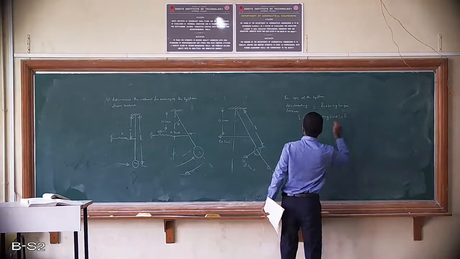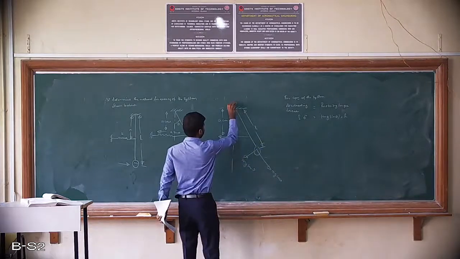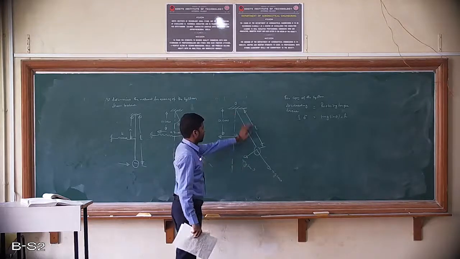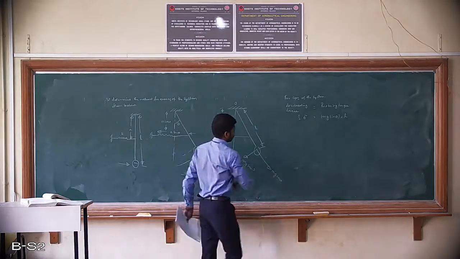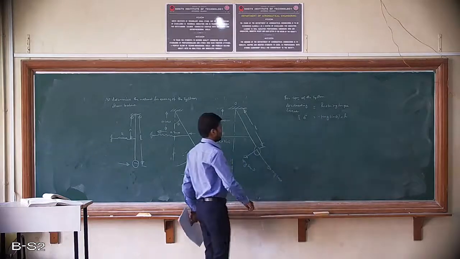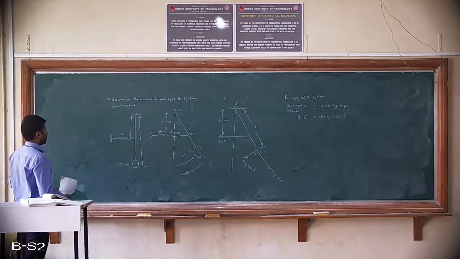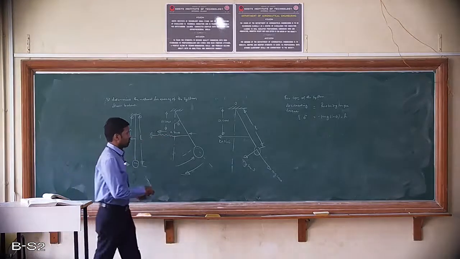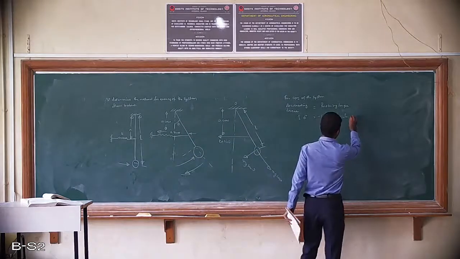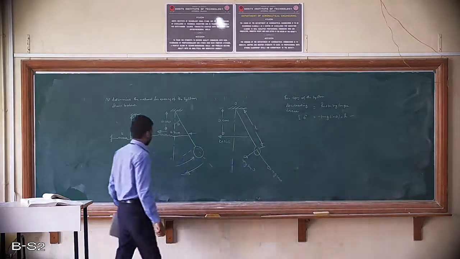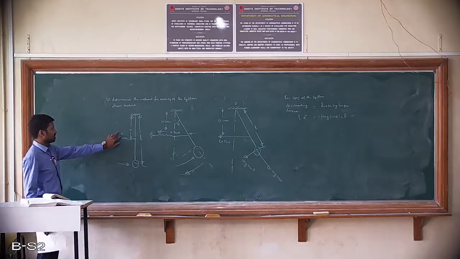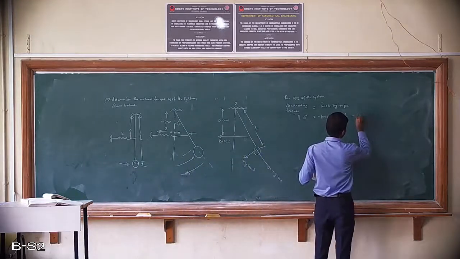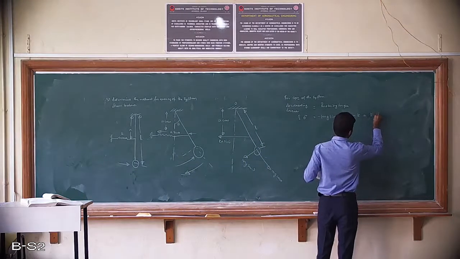into L, because if I take the moment about point O, the torque is force into perpendicular distance. The force is mg into sin theta, perpendicular distance is L, and it is acting in the opposite direction. So I can take this as negative, plus there will be a restoring torque from the spring also. So what is that restoring torque? It will be in the opposite direction. So I am going to write it as negative. What is the spring stiffness? Spring stiffness is K, and the distance is A sin theta. So it is minus K into A into sin theta.